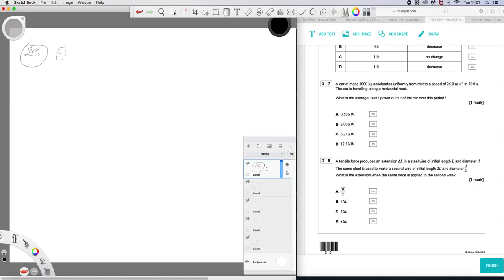Well, E is FL over A little e. So little e then is FL over A big E. That's the same. So the new extension, we have doubled the length, so we have 2FL. The area is D over 2, so the area will be over 4 times the same Young's modulus, because it's proportional to D squared, of course. So that leaves the extension going to 8 times the extension. So the answer then is D.